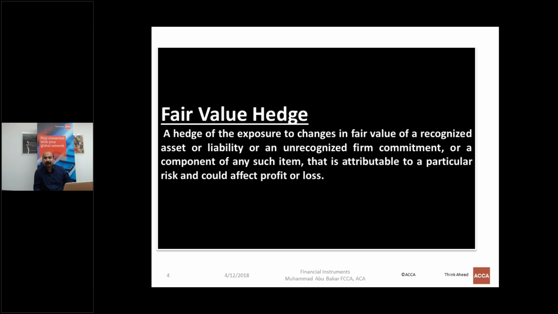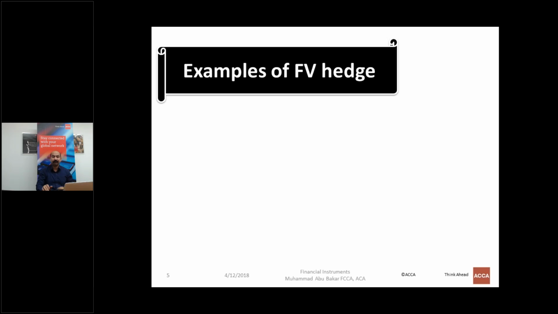So this 2% fixed rate, you want to hedge it, and you enter into an interest rate swap to receive 2% fixed and pay, say, LIBOR 12 months plus 0.5%. This is a fair value hedge. You tied the fair value of your interest payment to the market rates. The important thing is, when you want to hedge a fixed rate for floating, this is your fair value hedge.